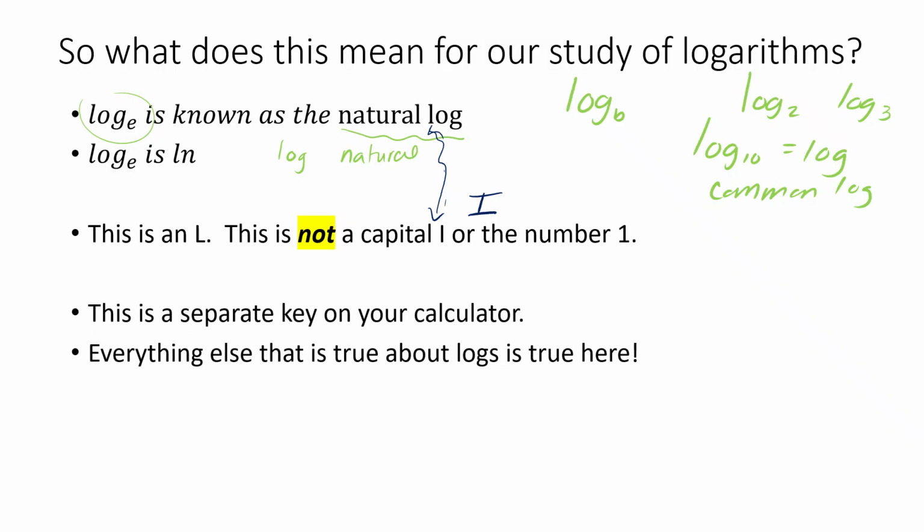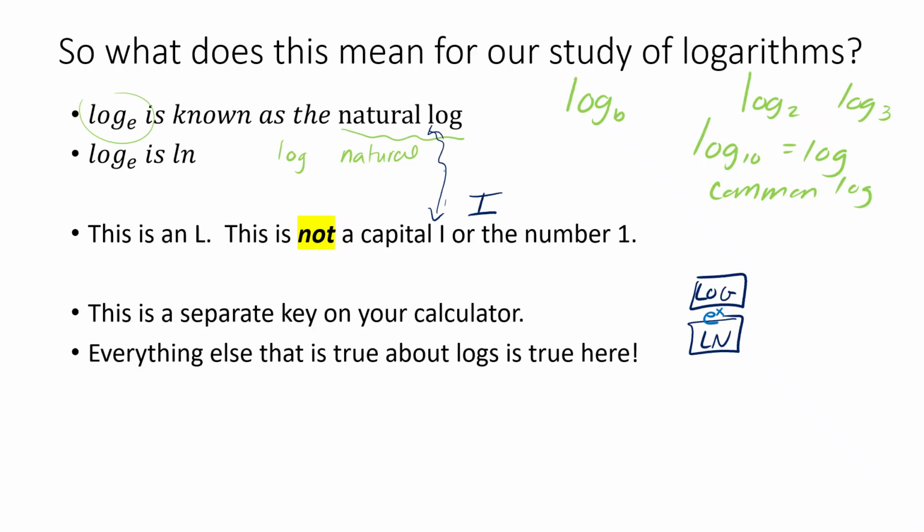Now, this is a separate key on your calculator. Everything else that's true about logs is true here. So if you can find the LOG key on your calculator, you will see the LN key right with it. And often the secondary function on that, you will see E or possibly E to the X. So if you needed to do E to a power, you would hit your second or shift key, depending on the model of calculator that you have, and you would then hit the LN button. That will give you E, okay, E to whatever power you wanted. Often they're on the top of the calculator or sometimes down the left-hand side. You just want to make sure you know where to find it.